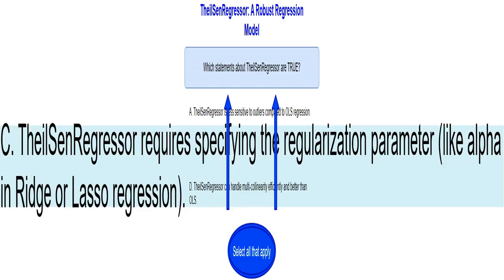This is false. Unlike ridge or lasso regression, which use regularization parameters, like alpha, to penalize large coefficients, TheilSenRegressor's robustness comes from its median-based algorithm, not from any regularization. It doesn't need an extra parameter to control model complexity.